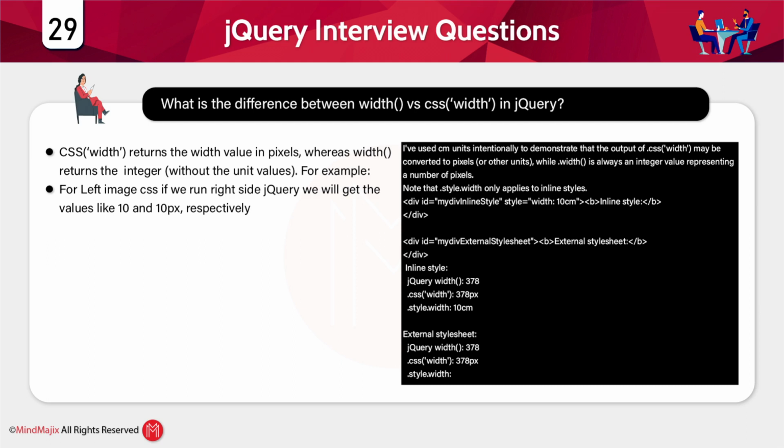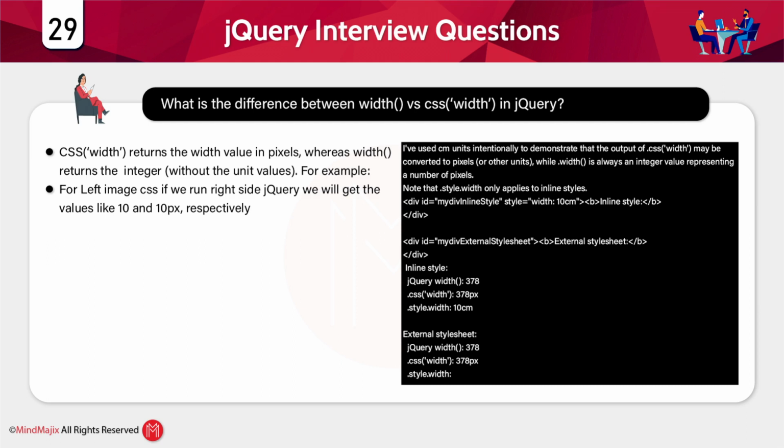Okay. So coming to our next question, what is the difference between width and CSS width? So these two questions play a very tricky role. So let's see what is the difference between the width function and the CSS width function. The CSS width function returns the width value in pixels, whereas the width function returns the integer value. For example, suppose there is a div defined with a width of 20 pixels. So let me access that with div width and CSS width.